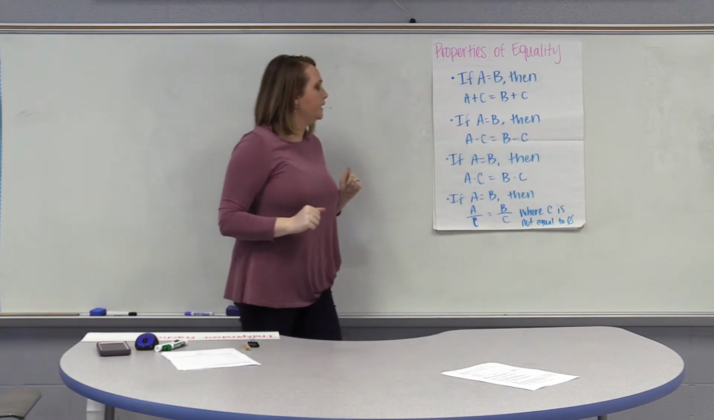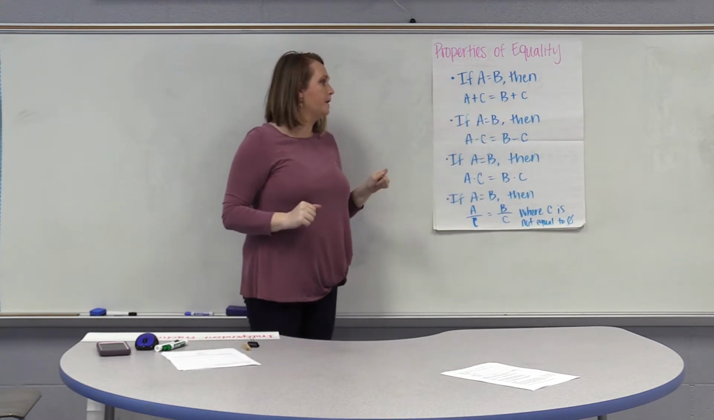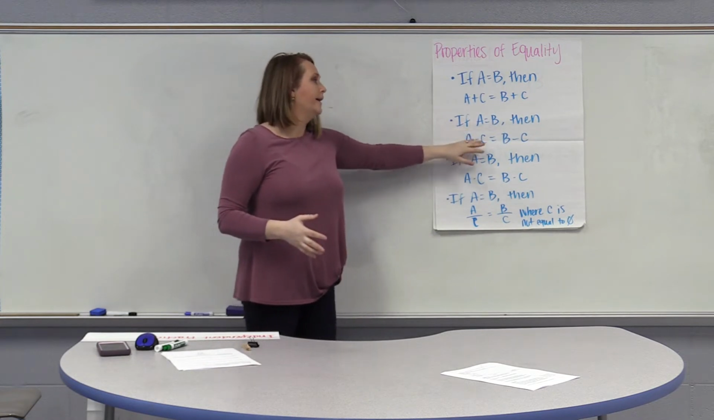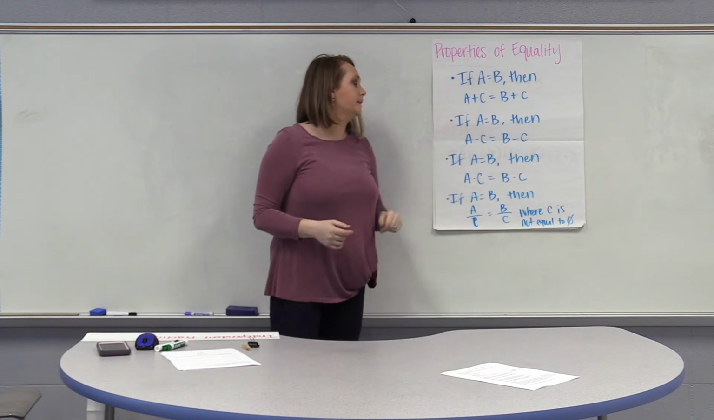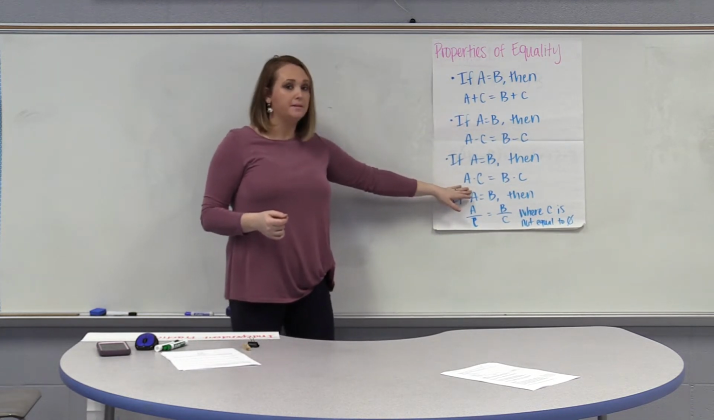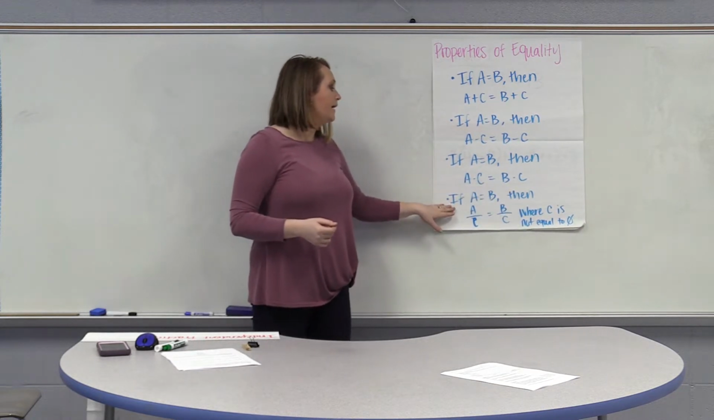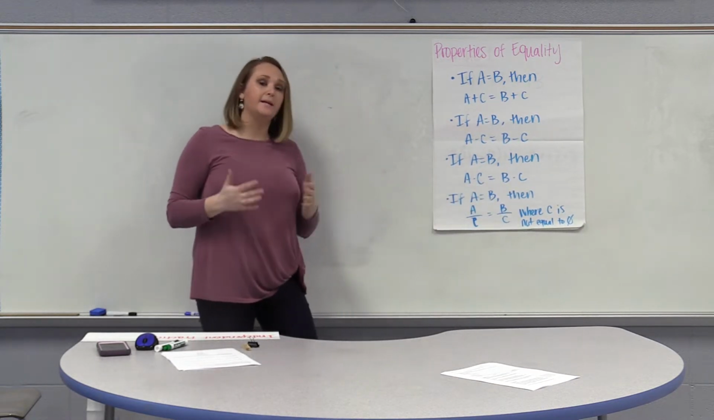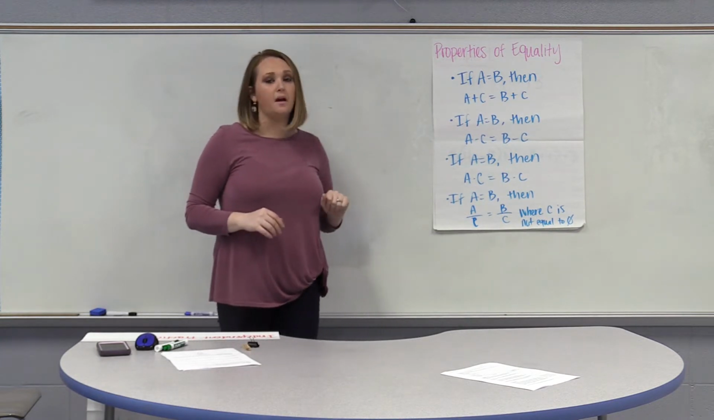If A is equal to B, then A plus C is equal to B plus C. If A is equal to B, then A minus C is equal to B minus C. If A is equal to B, then A times C is equal to B times C. And finally, if A is equal to B, then A divided by C is equal to B divided by C, where C is not equal to 0.